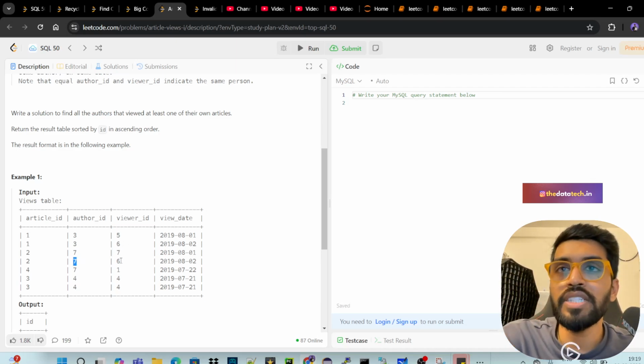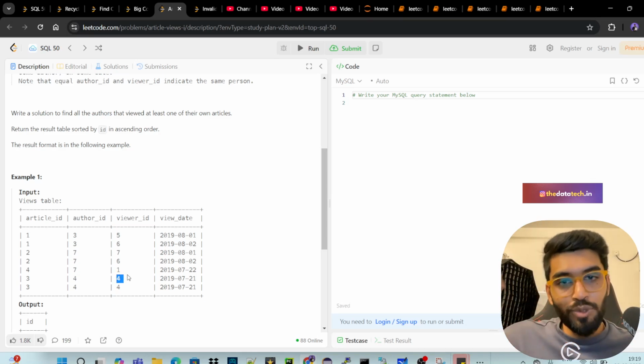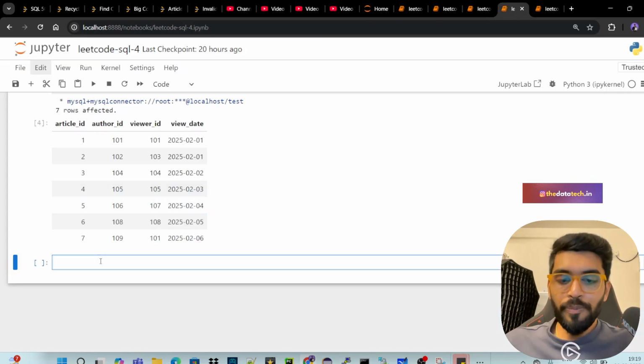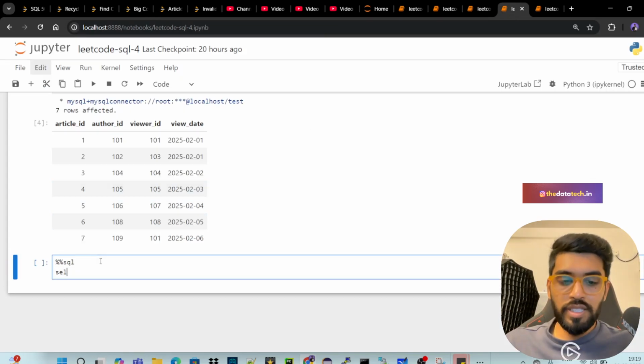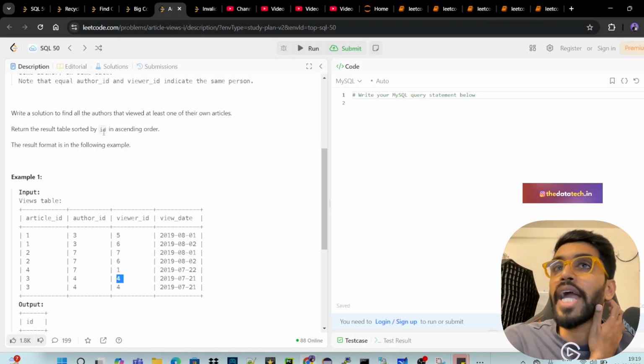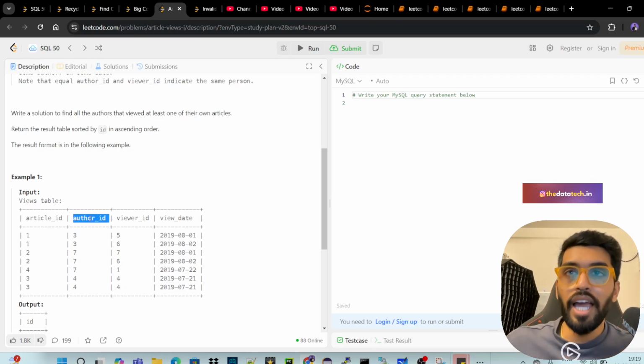And then 7, 6, no, it's not matching. 4, 4. So the author is 4 and the viewer ID is also 4 for that book. That means the same author who wrote that book has read the book, right? So what you have to do is just SQL select. What they're expecting us to select is ID. Okay, only ID. When they say ID, it's author ID.